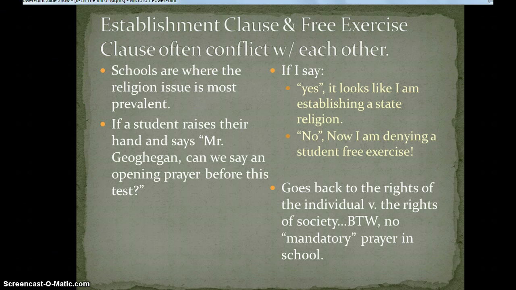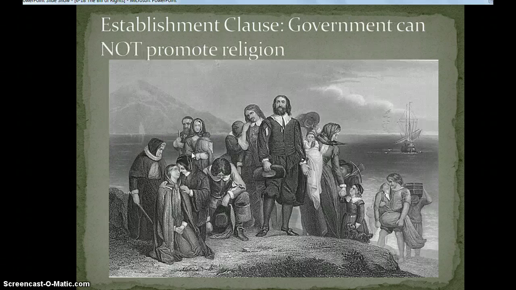So if a student raises their hand and says, Mr. Gagan, can we say a prayer before the test? If I say yes, now it looks like this school is actually establishing a religion, allowing religion to be brought into the school. If I say no, then I am violating a student's free exercise, her or his ability to pray in school. So let's take a stab at this establishment clause.